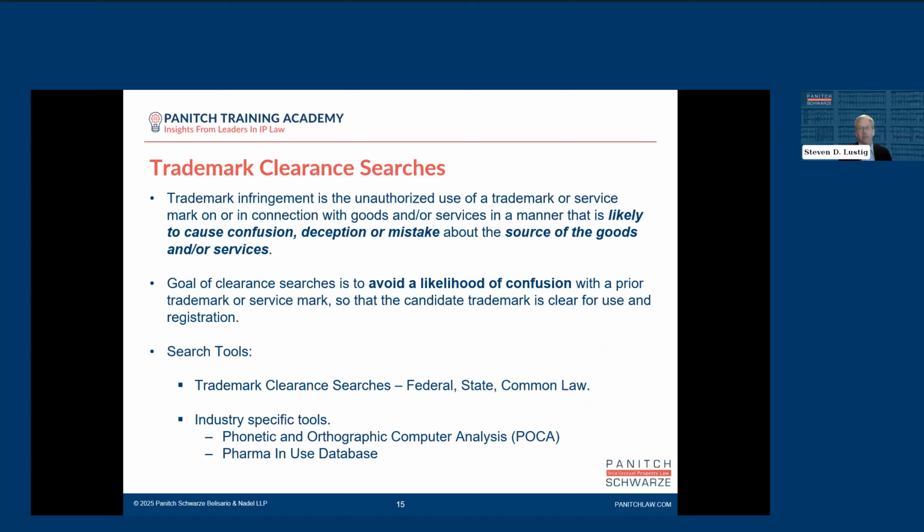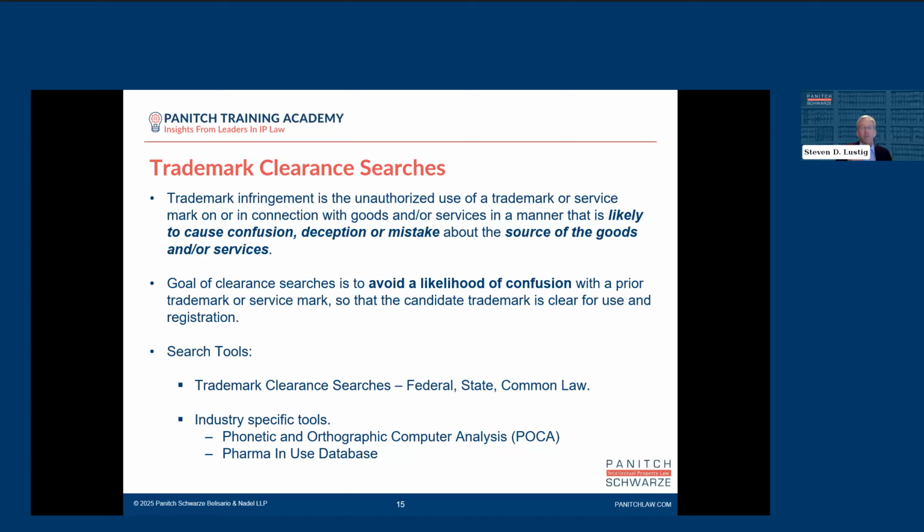What is trademark infringement? Remember, a trademark is a source identifier. It's a tool to allow consumers to find what they're looking for in the marketplace and to not get confused between purchasing a bottle of Coke or a bottle of Pepsi. So the touchstone of trademark infringement is an infringing trademark is one that is likely to cause confusion, deception, or mistake about the source of the goods and services. Okay. And it's that likelihood of confusion in the consumer's mind that's trademark infringement.